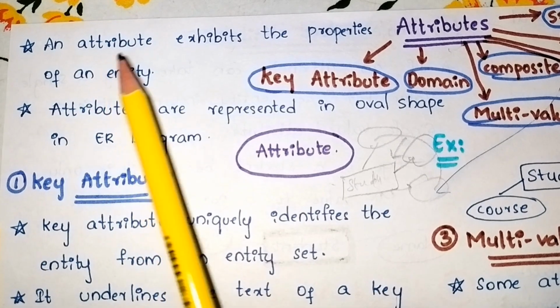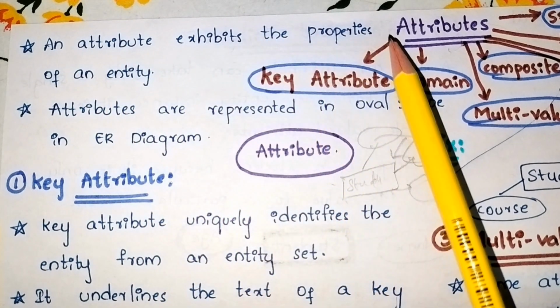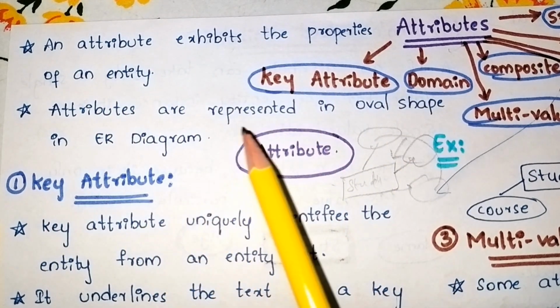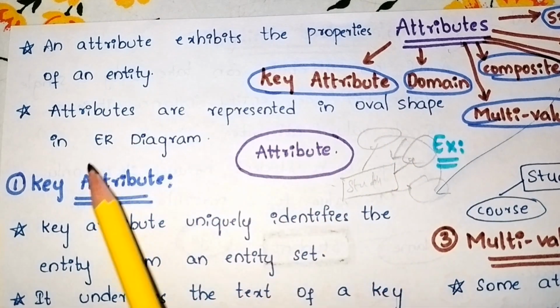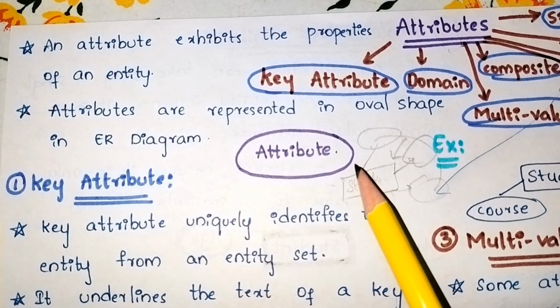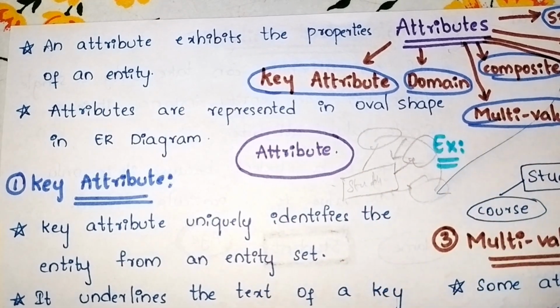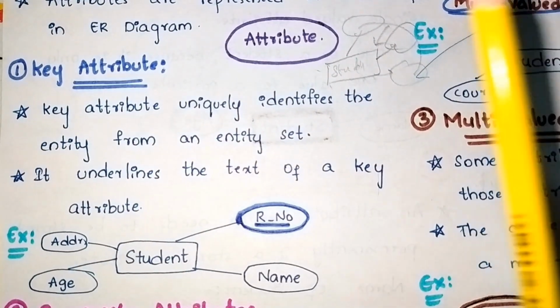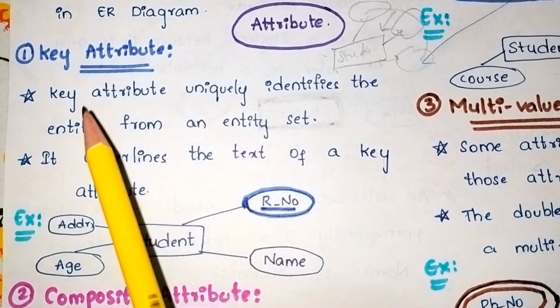So an attribute can be defined as a property of an entity, and attributes are represented in an oval shape in the ER diagram. As we have discussed this point already, I'm not going too deep into it. Next, we have key attributes.